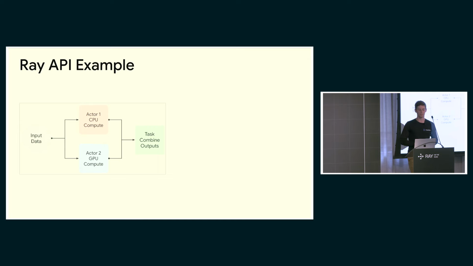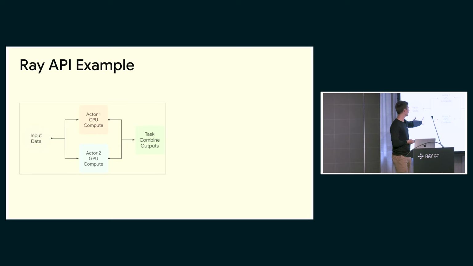So let's walk through an example of what this might look like. Here I have sort of a toy example, but it's pretty illustrative. Imagine that you have this DAG of compute that you want to run. You have some kind of input data. You want to run it across one piece of code that runs on CPUs. It might be just like Pandas or NumPy. It might be XGBoost or some other model that runs best on CPU.